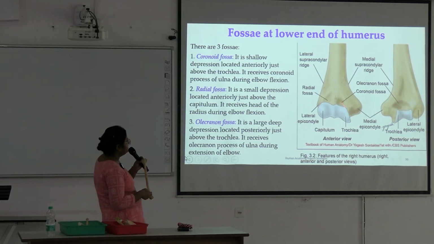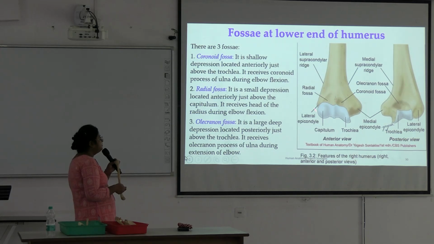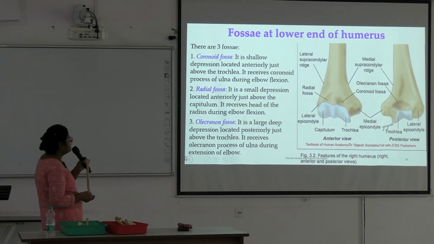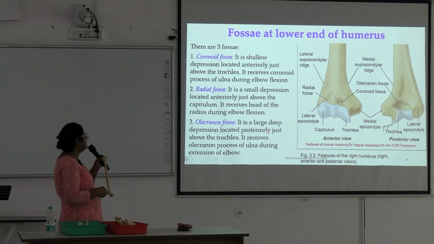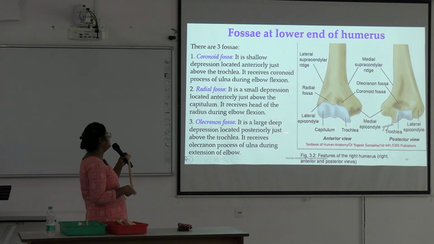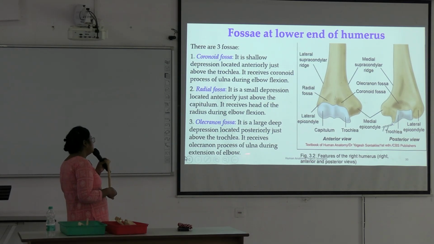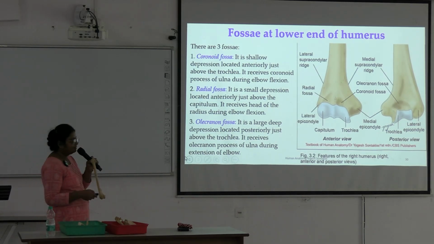Here, this is anterior view, this is posterior view. So, above the capitulum, radial fossa, above the trochlea is the coronoid fossa. Okay, and posteriorly, above the trochlea is the olecranon fossa. So, olecranon fossa is a large, deep depression located posteriorly, just above the trochlea, receives olecranon process of ulna during extension of the elbow joint.